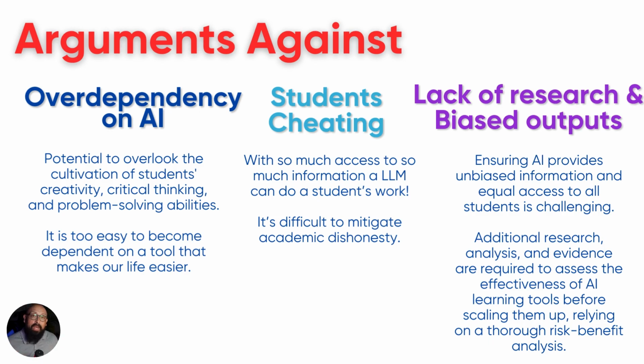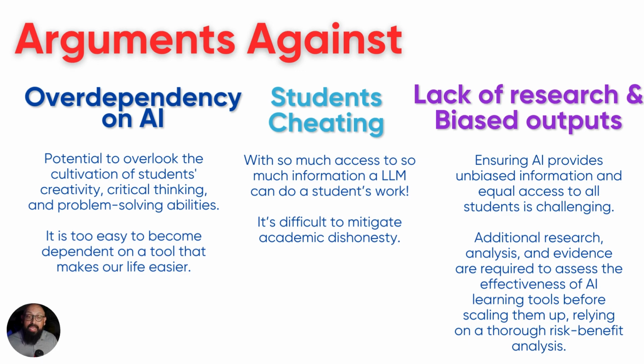Now, a very common argument is students cheating because there's so much access to information using an LLM, then they can use that to complete the work. We should understand that it is difficult to mitigate academic dishonesty because of how easy it is to access AI. Now, there is still some lack of research, lack of guidance on this, and some people even argue that there is bias in the output, because somebody is coding it, somebody is behind it. It's a challenge that people are concerned with, and it's understandable.